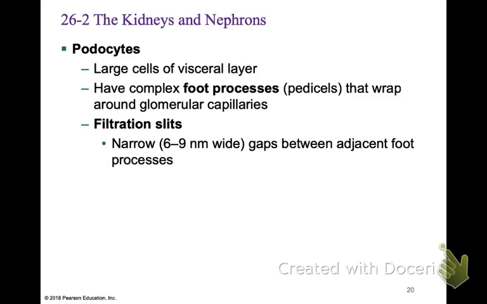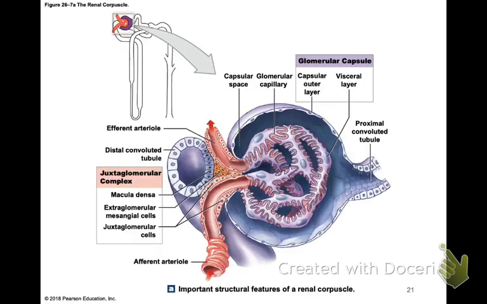They have foot processes called pedicels that wrap around the glomerular capillaries, and in between these, think of it as intertwining your fingers, there are spaces between them called filtration slits. These filtration slits, 6 to 9 nanometers wide, is not very wide, but the gap is large enough to let a large amount of fluid leak through, but it pretty much stops things like plasma proteins from getting out.